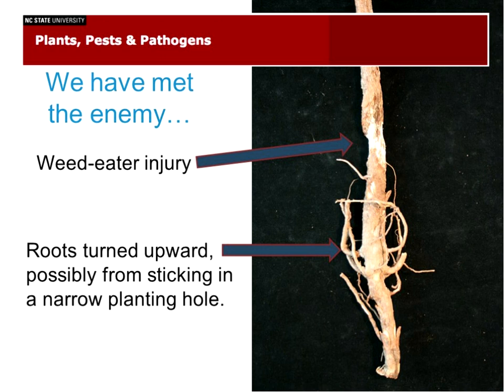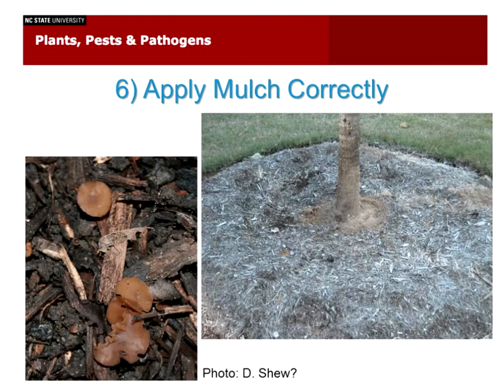Sometimes the problem is things that we do as gardeners, as landscapers. So weed eater injury and also poor planting were evident on these small trees that came into the clinic a few years ago. The roots are turned upward because the plants were stuck into a hole that was too narrow.